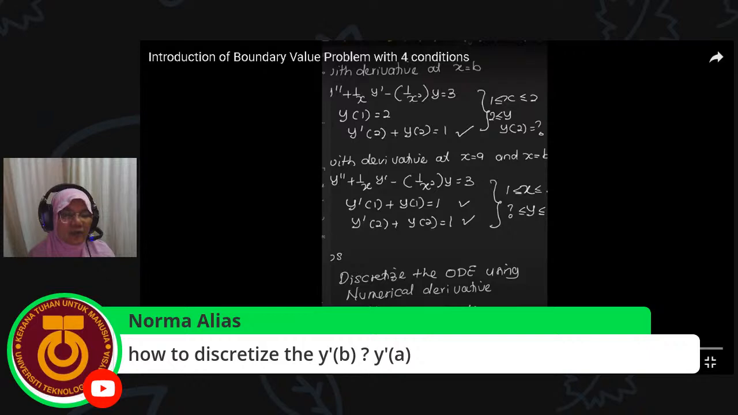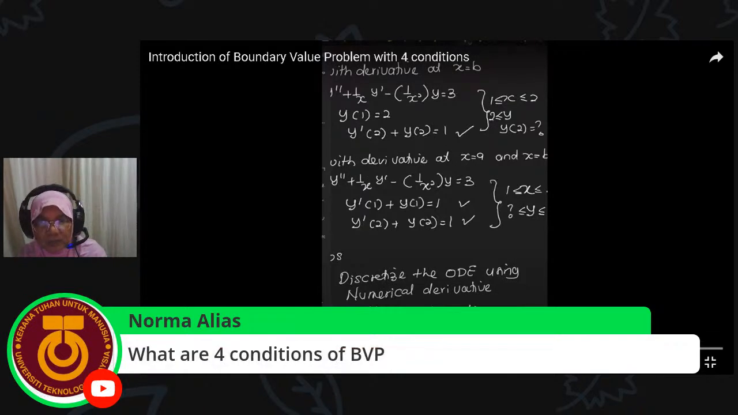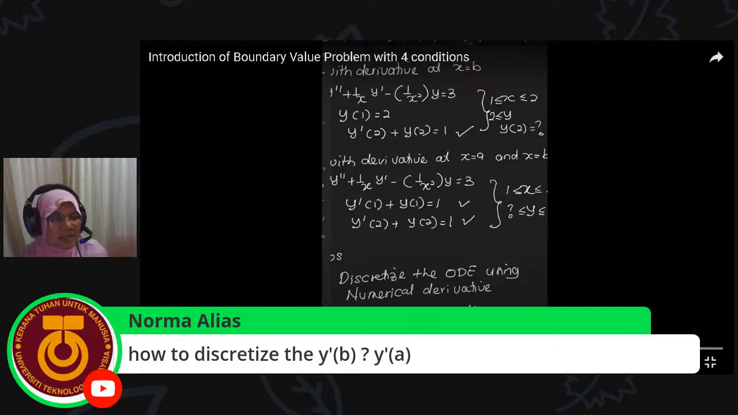So from y prime a, you get y at x equal to negative 1, and then the other one is at the last corner, y at n plus 1. You need to set these because you need to use these points to solve the boundary value problem. Now I hope you can answer my question. What is the condition? There is a derivative at both corners, so be careful.